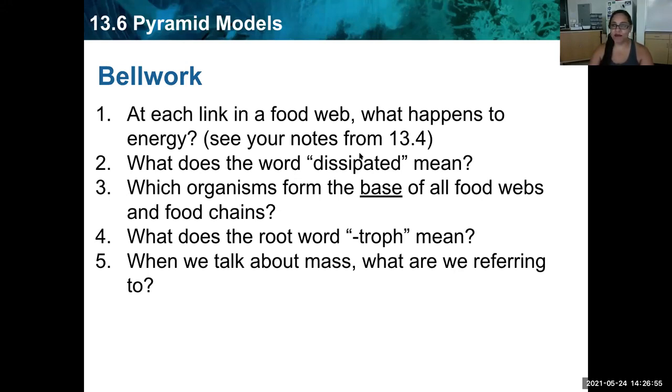If you are measuring the mass of something, what are you measuring? The overall weight, yep. You're measuring the weight. Very good.